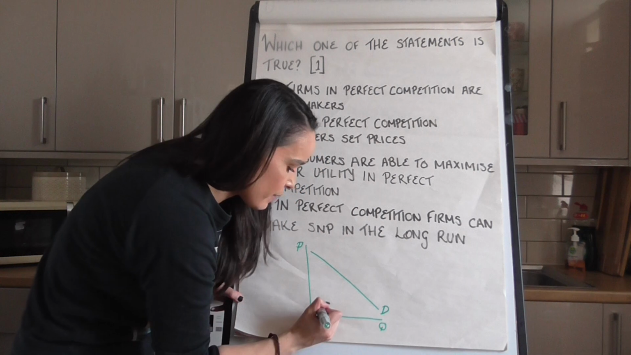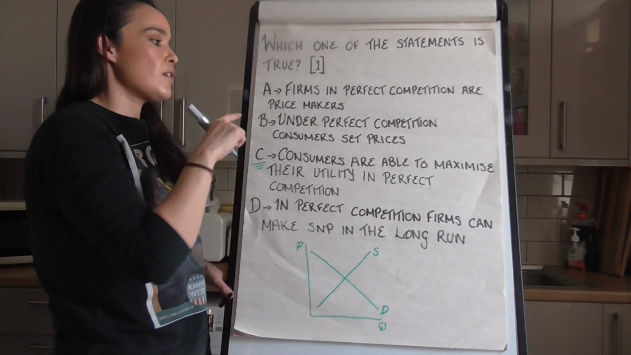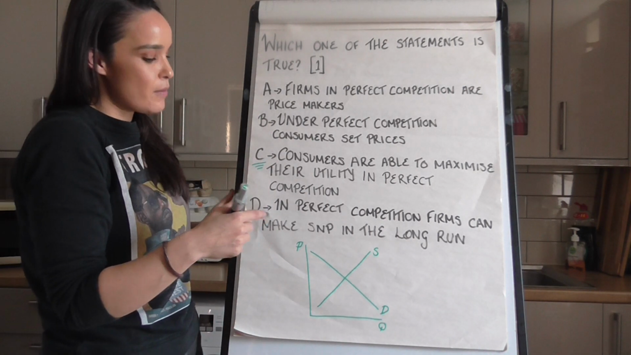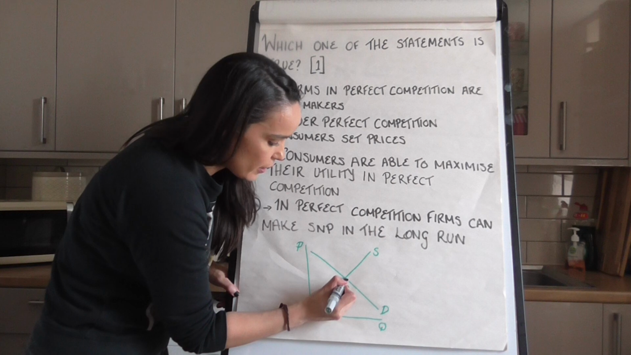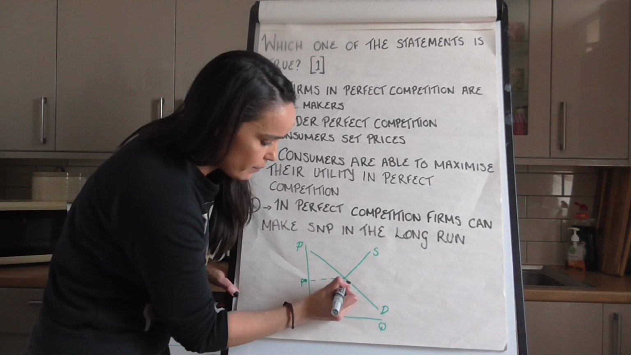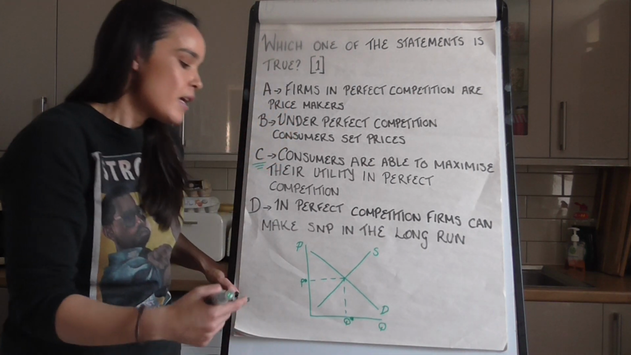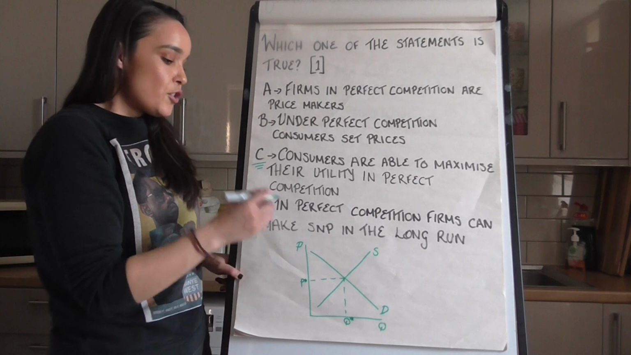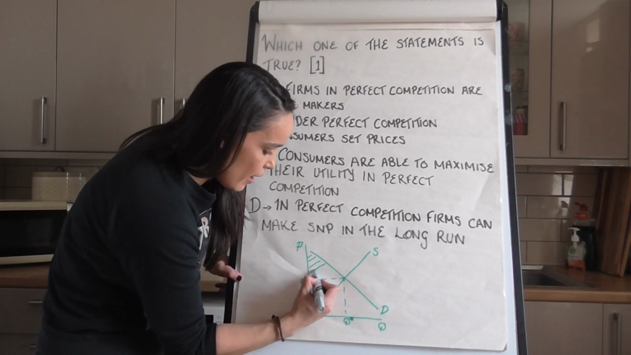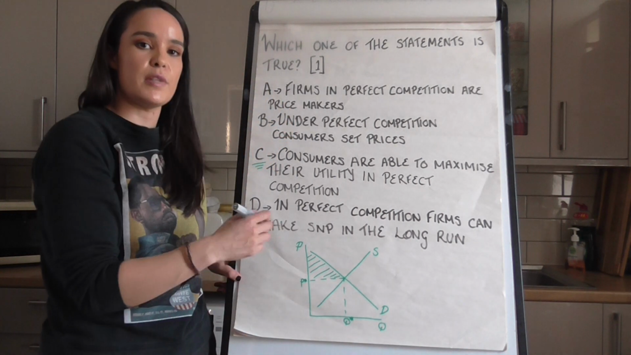So we've got demand, and then we've got supply. Now, because all of the characteristics come together here, because the market sets the price, it is the market here that sets the price. This is our price equilibrium, and this here is our quantity equilibrium. Now, because of that, consumers are able to maximise their utility. So this entire area here is consumer surplus, so consumer utility.